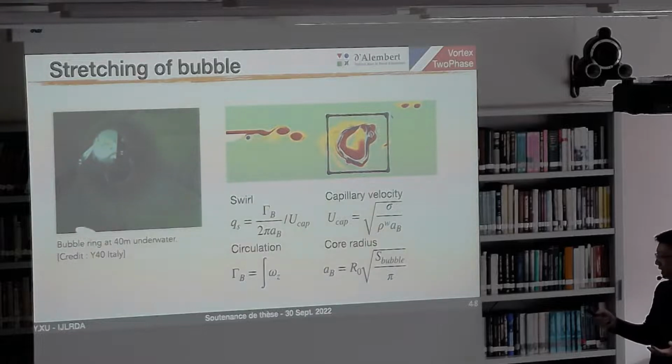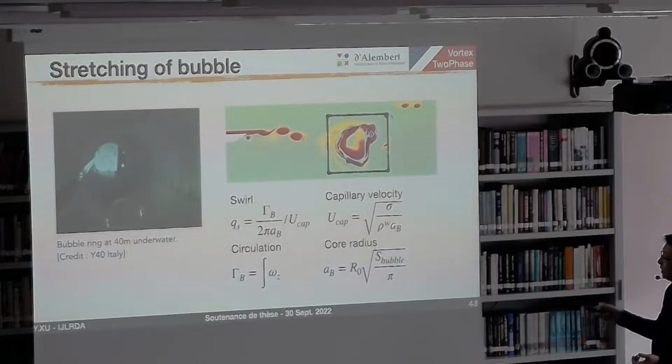We use 4 parameters to characterize our DNS results. So, the swirl number equals the ratio between the rotating speed around this bubble and the capillary velocity. Here Gamma is the total circulation around the bubble, and RB is the core size of the bubble.